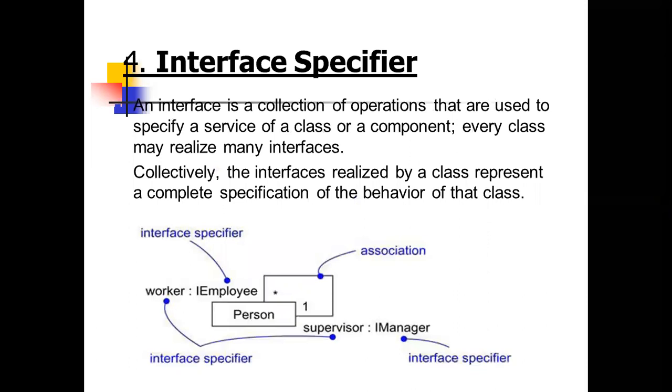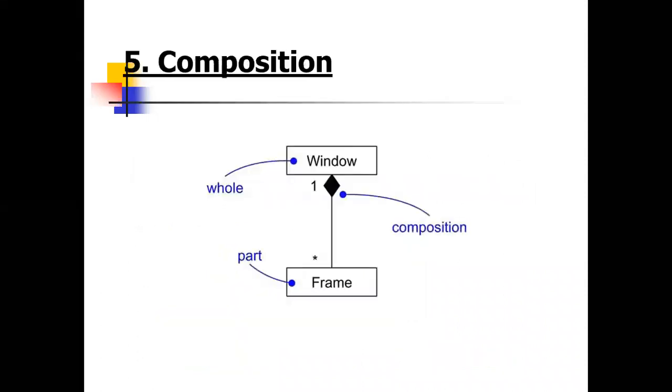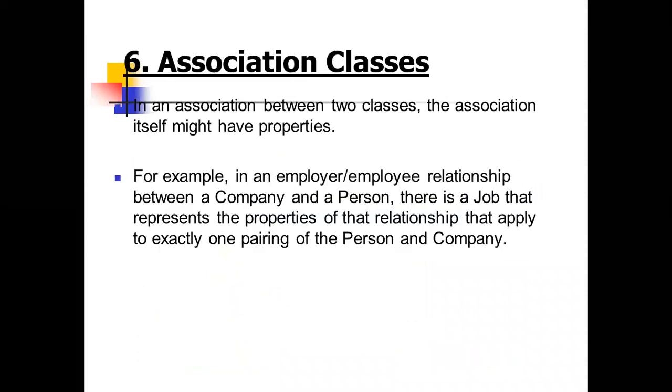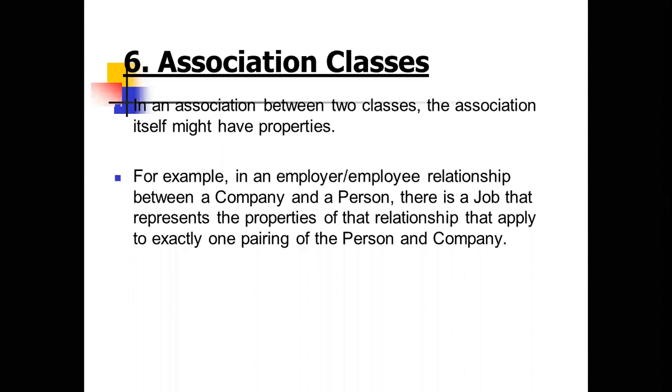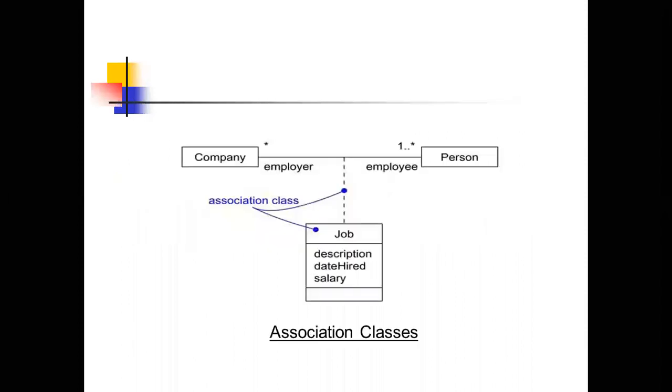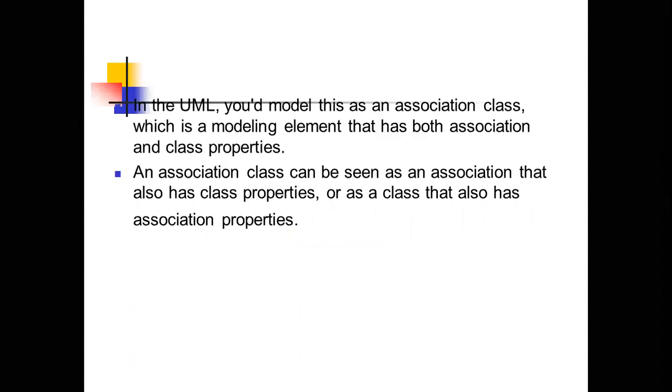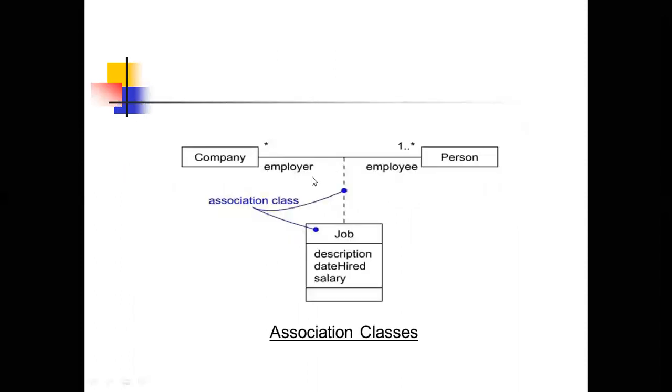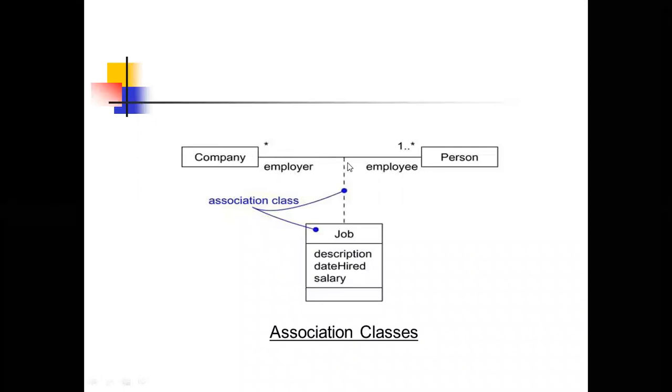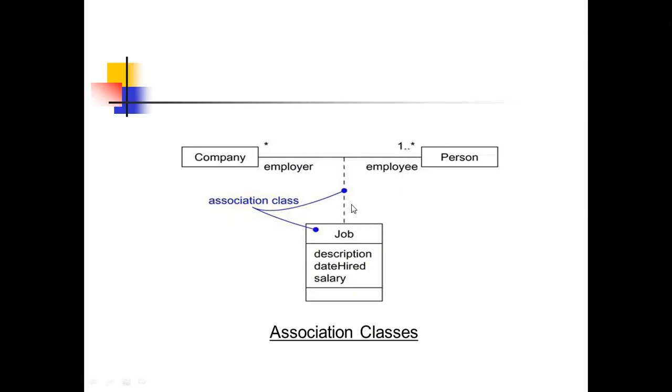Then interface specifier. There are four properties of that association relationship. So you can give the role. In an association between two classes, the association itself might have some properties. So we have seen that, association classes, association between the company and person. See, this is the association, how to denote that association between the two classes. Or we can join the association class like this.